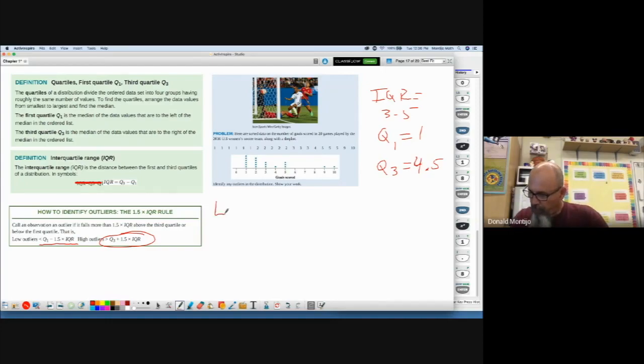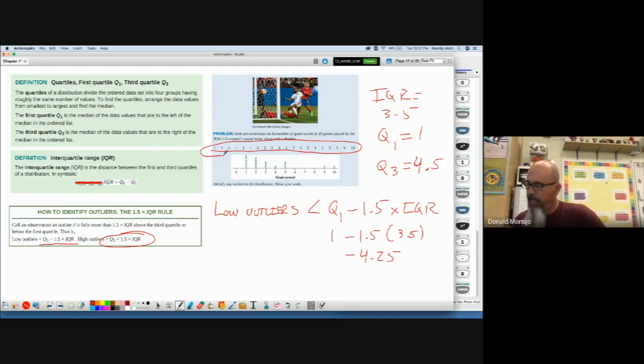So do I have any low outliers, any outliers on the low side? So if there is a number that is smaller than Q1 minus 1.5 times the IQR, well, let's see. Q1, oh, that's 1, minus 1.5 times the IQR of 3.5. When I do this work, I get negative 4.25. Are there any numbers here smaller than negative 4.25? No. So I have no low outliers.